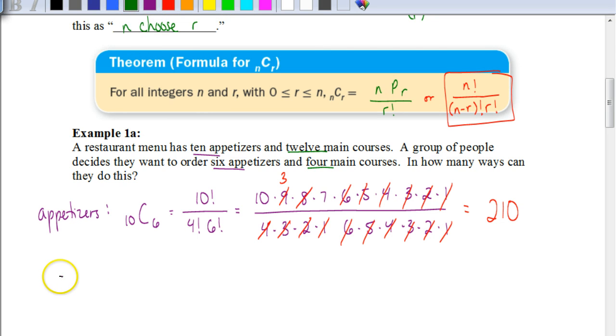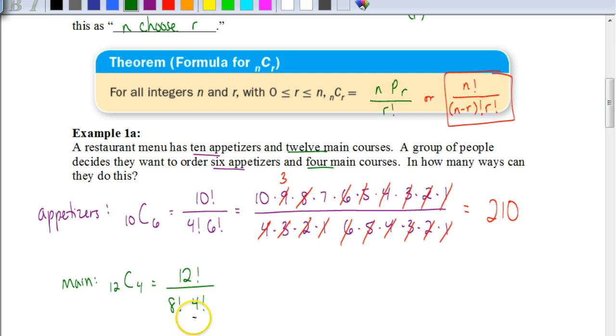Now let's do the main course. For the main course, there are 12 main courses to choose from. And out of those 12, we're going to be selecting 4 of them. So again, just like we did before, we'd have 12 factorial. In our denominator, we would have 12 minus 4, which is 8. So it would be 8 factorial times R factorial, which would be 4.